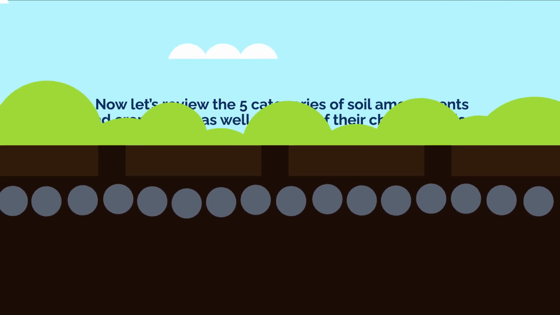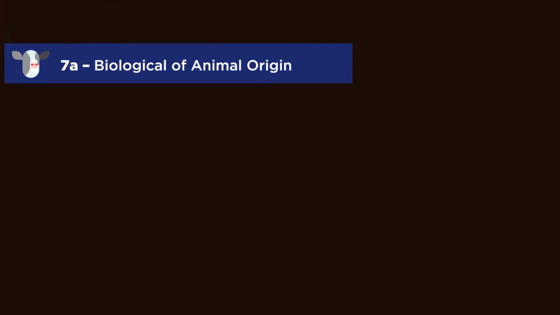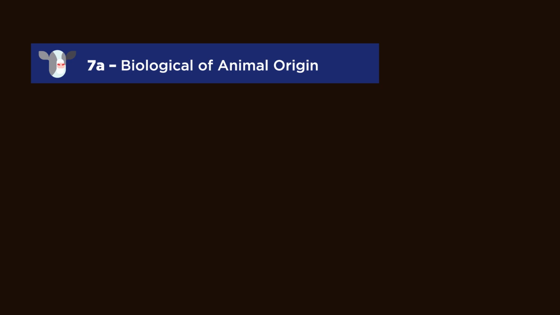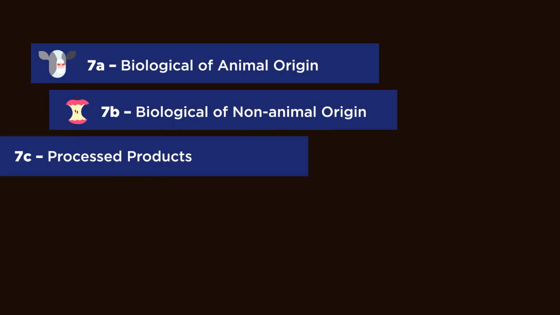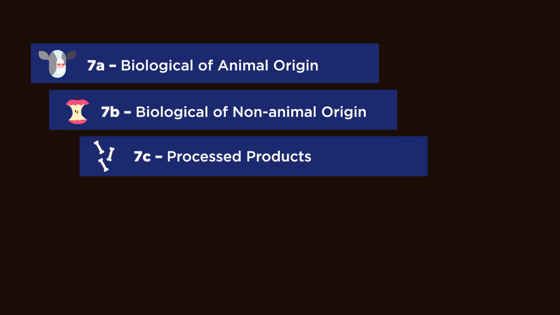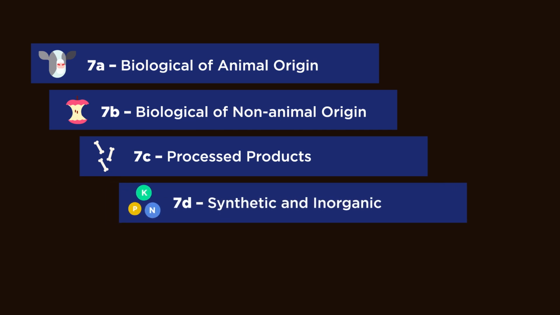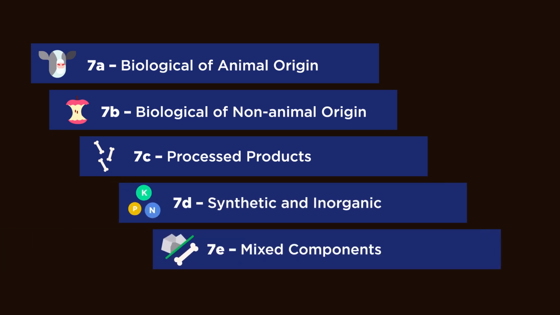The 5 categories of soil amendments and crop inputs are 7A. Biological of animal origin. 7B. Biological of non-animal origin. 7C. Processed products. 7D. Synthetic and inorganic. And 7E. Mixed components. Let's review each one in more detail.